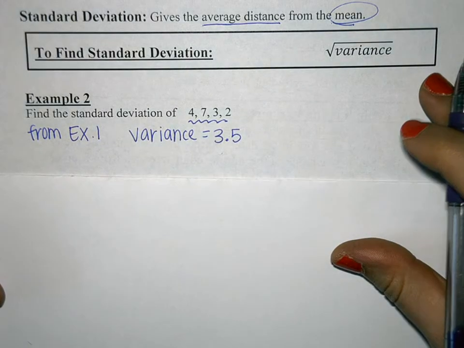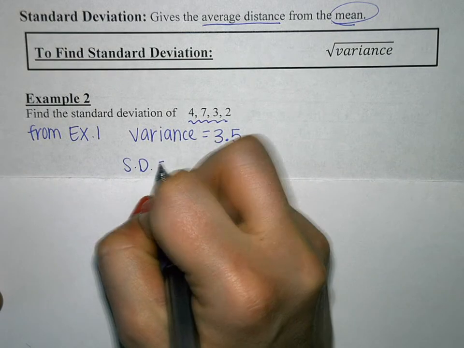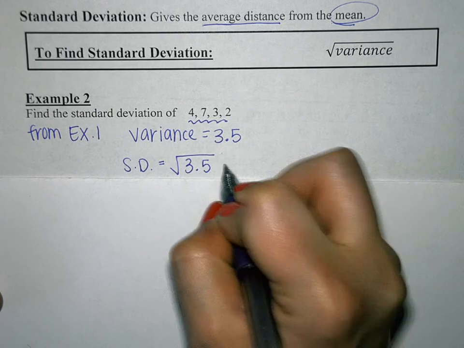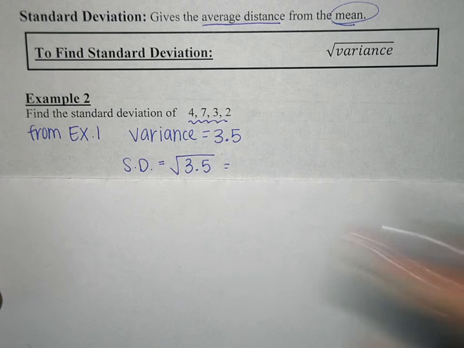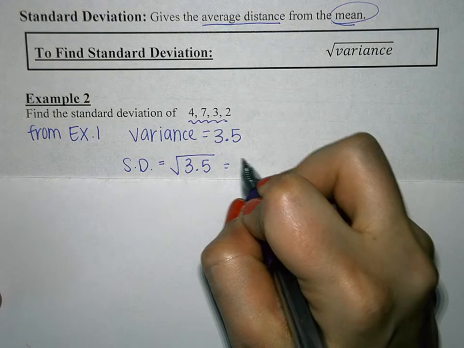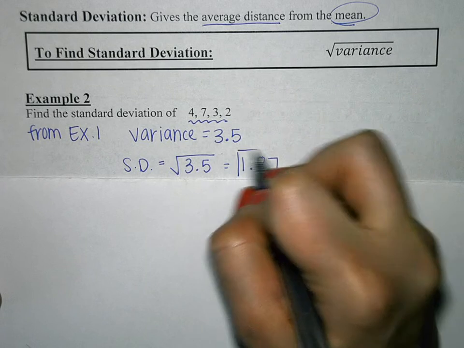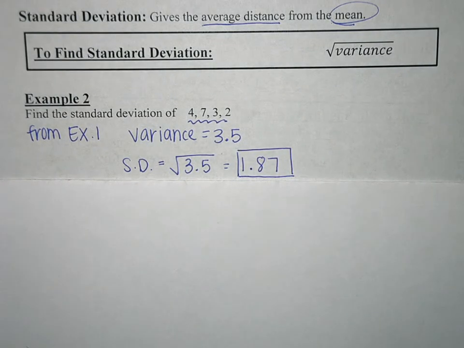So to find the standard deviation, we're just going to take the square root of 3.5. Now do this, so make sure you do it in the calculator. The square root of 3.5 comes out to approximately 1.87. So go to 2 decimal places for me. And that's how you find the standard deviation.